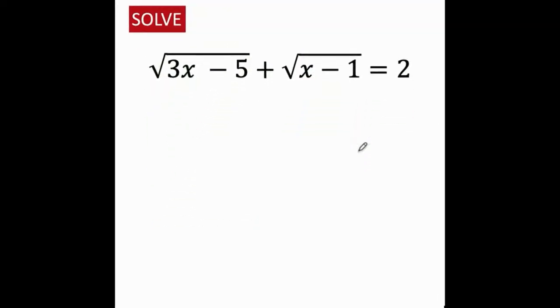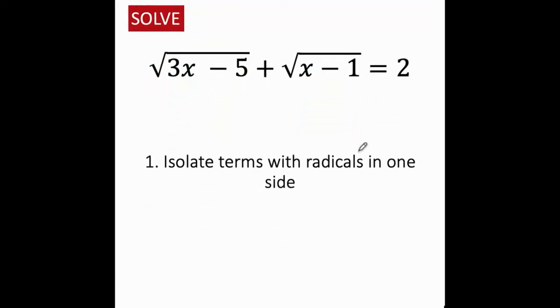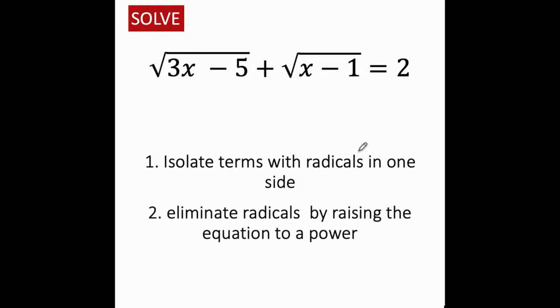First, let's recall that there are two things that we would like to accomplish when we are solving a radical equation. Number one, we want to isolate the term with a radical on one side of the equation. But our problem here is there are two terms with radicals. So that means we are going to apply this number one condition 2 times. And number two, we would like to eliminate the radicals by raising the equation to a power. And we are going to apply this number two also 2 times because there are two radicals in this equation.